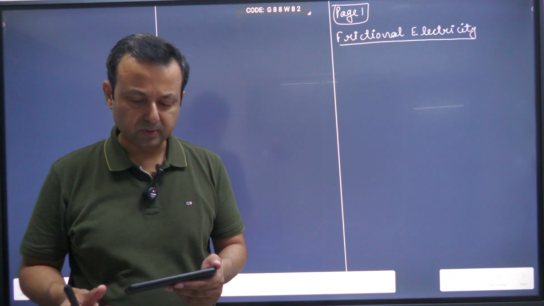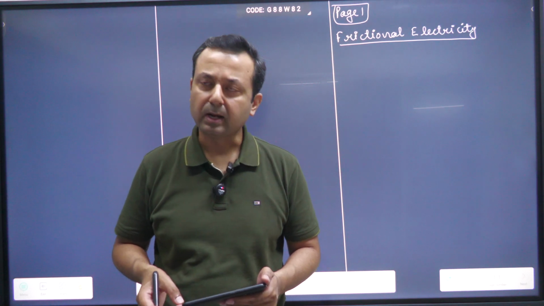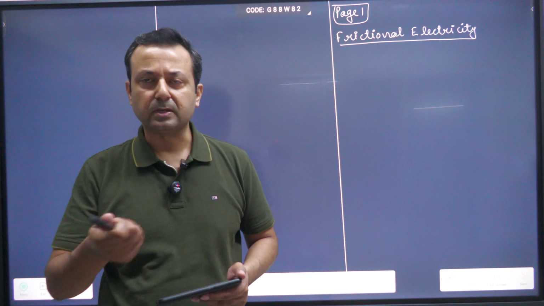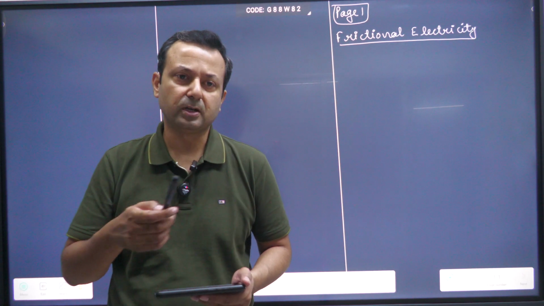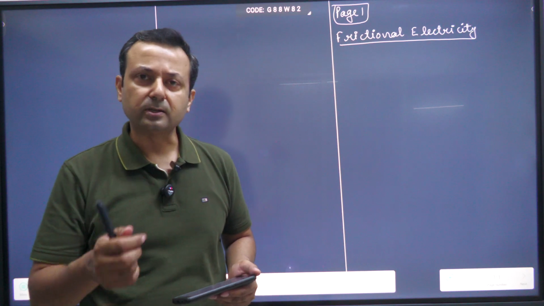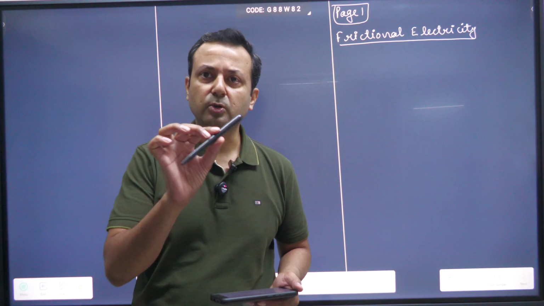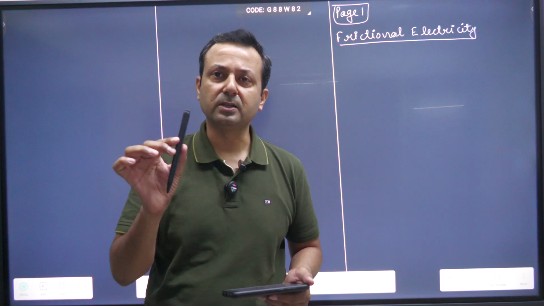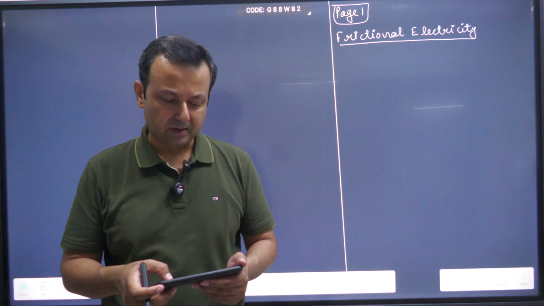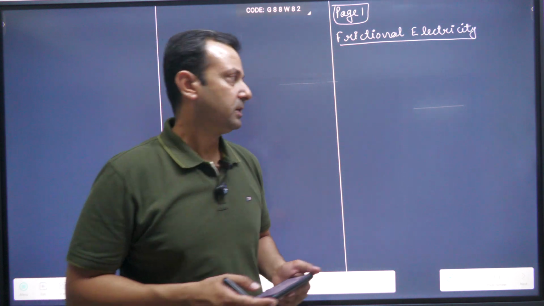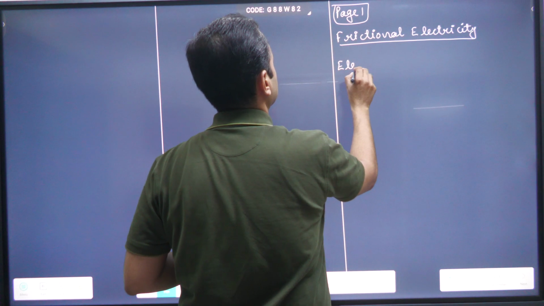The rubbed substances which show this property of attraction are said to have become electrified or electrically charged. Like we have this pen and I rub it with my t-shirt, and I try to attract some small pieces of paper or my hair, then this pen is said to be electrified, or said to attain or gain an electric charge. Now, what is an electric charge? So our first topic is electric charge.